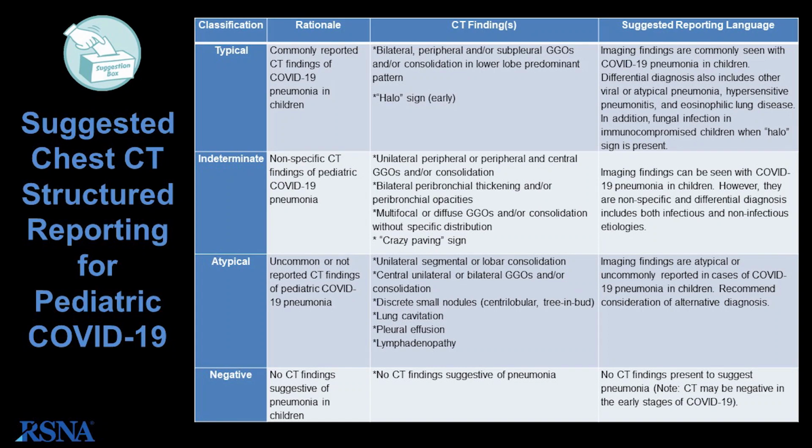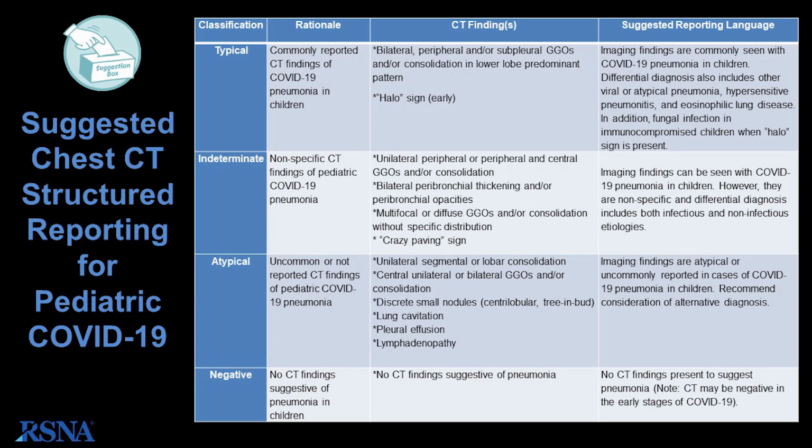As with the chest radiographs, the atypical category is where the radiologist can add value the most. And this is the category where you're going to suggest that other diagnoses be considered. Similar to with chest radiographs, findings that suggest alternative diagnoses, such as a unilateral segmental or lobar consolidation, which would suggest a bacterial pneumonia, a central predominant pattern of distribution, which is atypical for COVID. The presence of centrilobular or tree-in-bud nodules goes into this category, as this is something that we would see with more infectious etiologies that are non-viral in nature and have not really been reported in pediatric COVID-19.